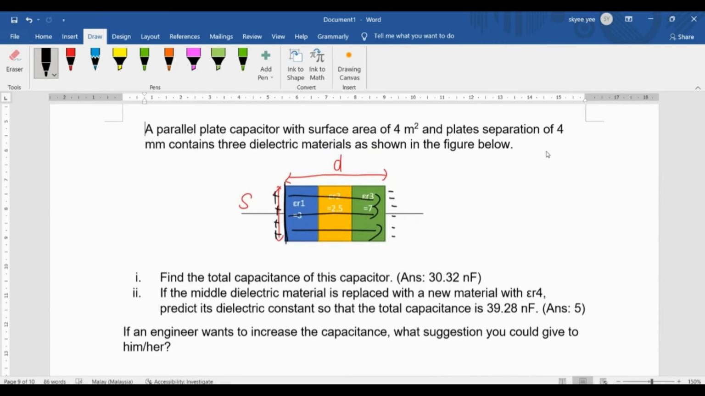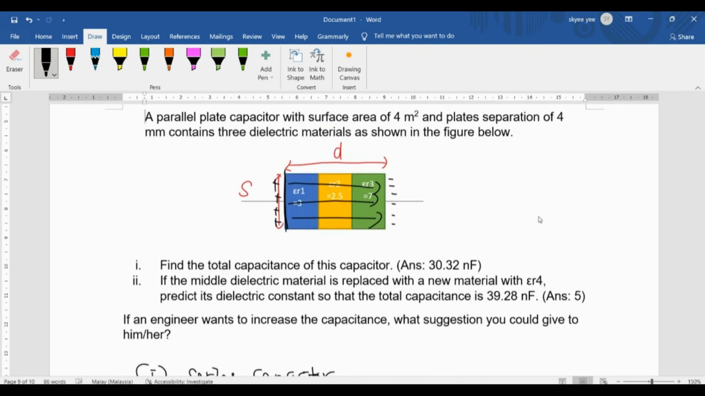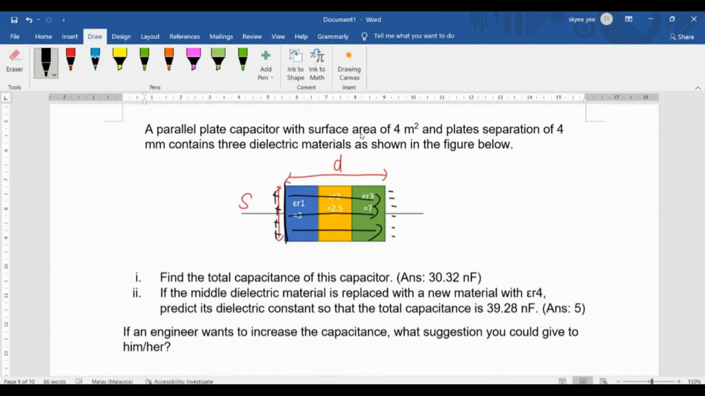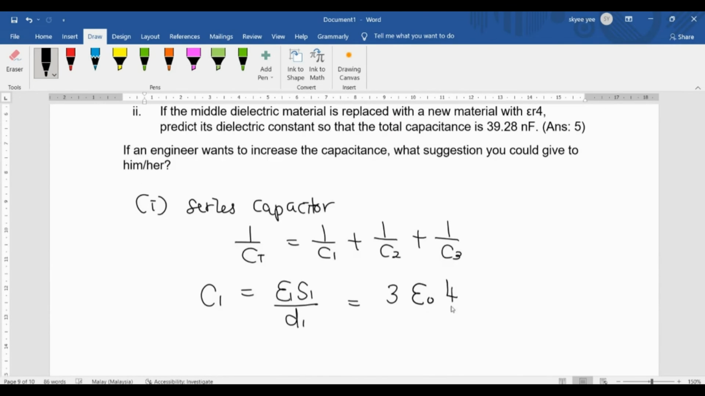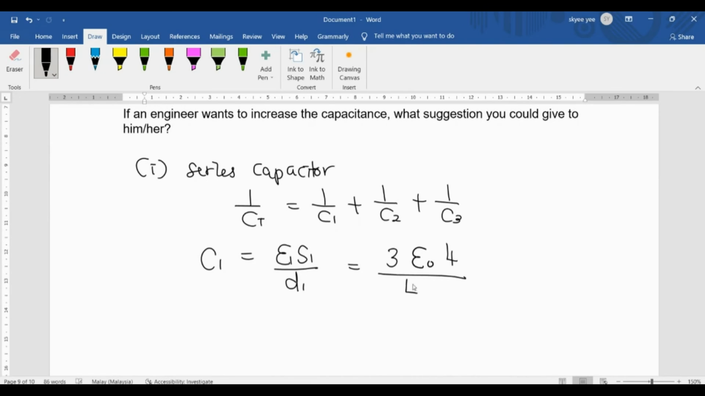So epsilon 1 is 3. The surface area is the same, because each material occupies the whole plate, which has a surface area of 4. The separation here, I guess they are the same because they didn't mention, so we just assume they are the same. So it will be d divided by 3, which is 4 divided by 3. You can calculate this, and it is 79.7 picofarad.